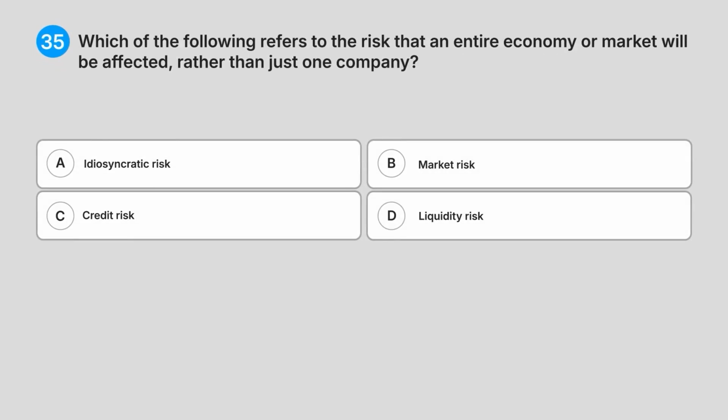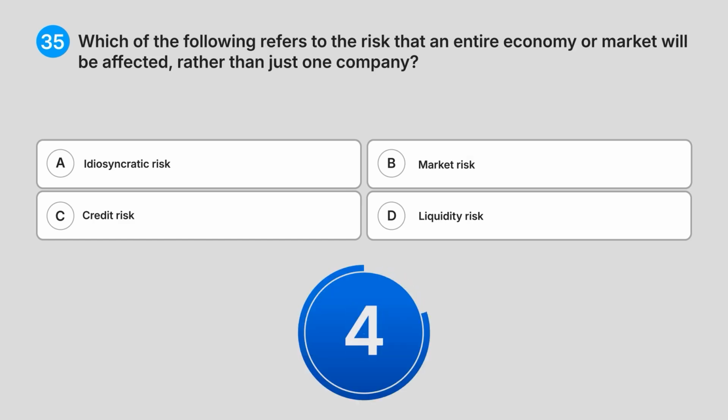35. Which of the following refers to the risk that an entire economy or market will be affected rather than just one company? A. Idiosyncratic risk. B. Market risk. C. Credit risk. D. Liquidity risk. What do you think is the answer?